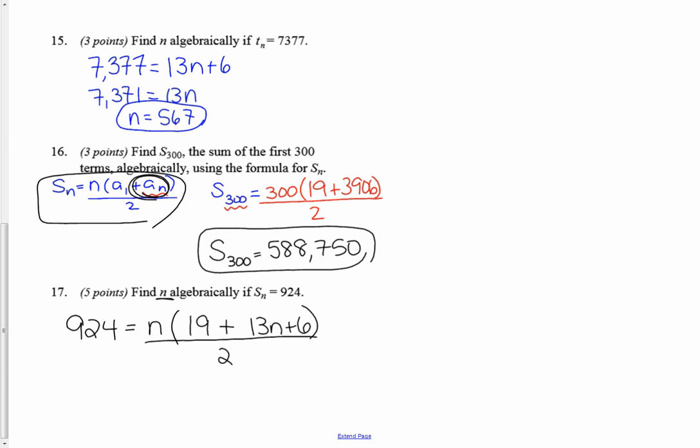Now I have to solve this for n. I don't like this fraction in there, so the first thing that I would do is multiply the 2 over to the left side. And 924 times 2 is 1,848. Then I would combine my 19 and my 6 to give me 25. Then I would distribute my n, because I'm just trying to get this all as one nice little equation.